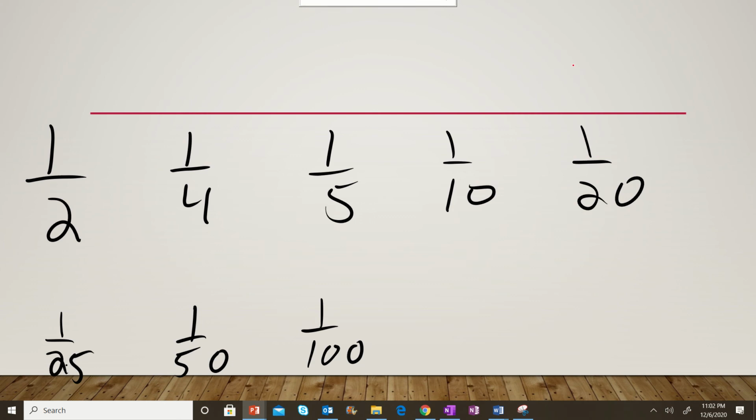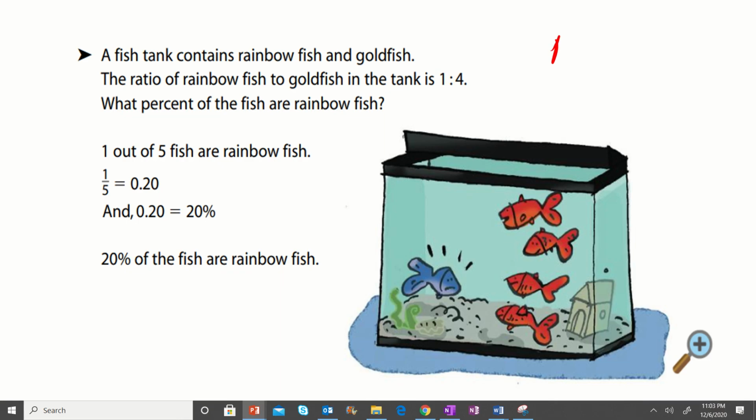Okay, finally, the last one. Oh, sorry, before we get to that. A fish tank contains rainbow fish and goldfish. The ratio of rainbow fish to goldfish is 1 to 4. What percent of the fish are rainbow fish?